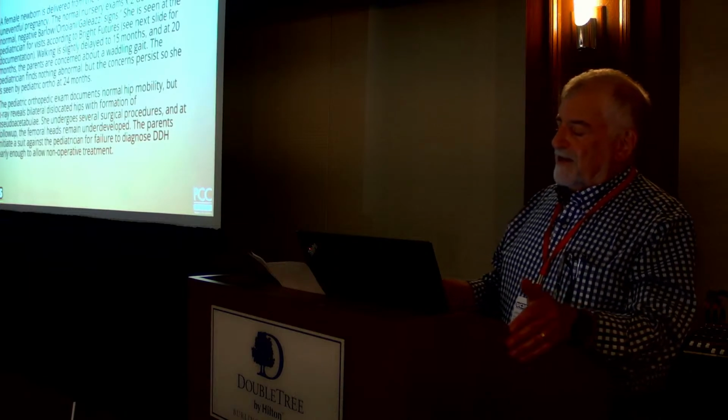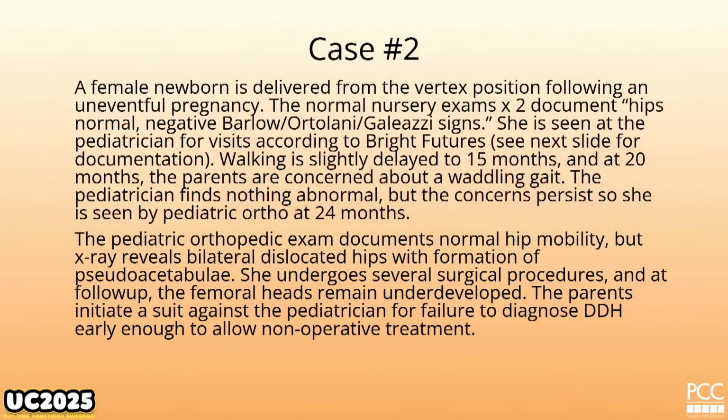Okay. We'll move on to the next case. There's a female newborn who's delivered from a vertex presentation following an uneventful pregnancy. Normal nursery exams on 2 separate days documented that the hips were normal and there were negative Barlow, Ortolani, and Galeazzi signs found. She's seen at the pediatrician for visits according to the Bright Futures, and I'll show you those details for the documentation in the next slide.